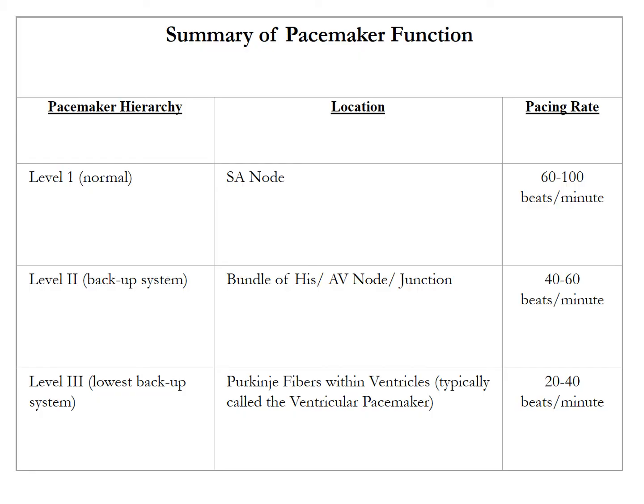So this here is just a summary of the pacemaker function of the heart. You guys can look this over, but again, we have level 1, 2, and 3, your normal backup system and lowest backup system. Again, ultimately, we want our SA node to be firing regularly, because then you're going to have the primary pacemaker of the heart between 60 to 100 beats per minute.